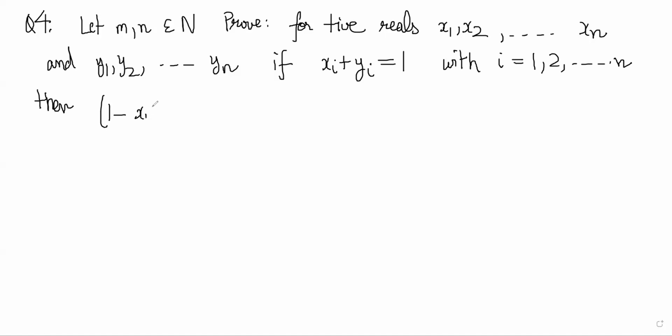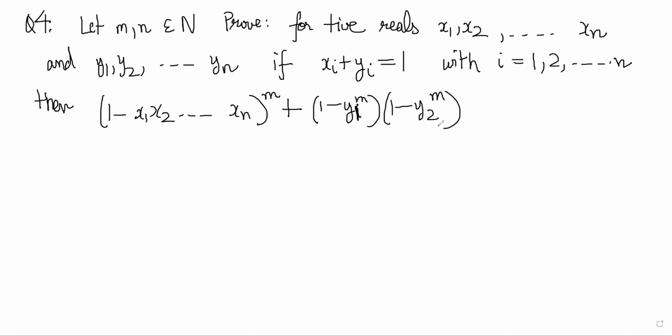(1 minus x1x2...xn) to the power m plus (1 minus y1) to the power m multiplied by (1 minus y2) to the power m, and so on till (1 minus yn) to the power m is greater than or equal to 1. So here there are two parameters, m and n. We have to first determine where we'll do the induction. Should we do the induction on n or should we do it on m?